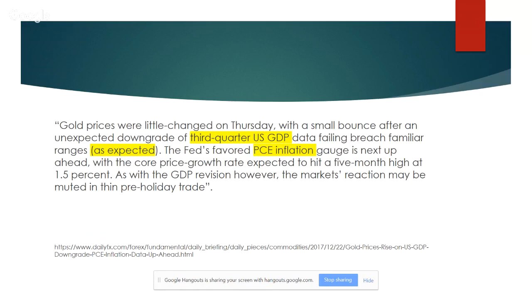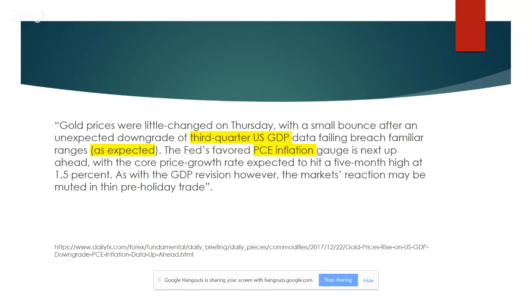Also one thing to keep in mind, gold and the dollar have an inverse correlation. What does that mean? It means that as the price of gold increases, the value of the dollar decreases and vice versa. Okay, so that's one way that you can use one metric to get a determination of the other, right? So gold prices were a little changed on Thursday with a small bounce after an unexpected downgrade of third quarter US GDP. I highlighted that because we talked about that, right?